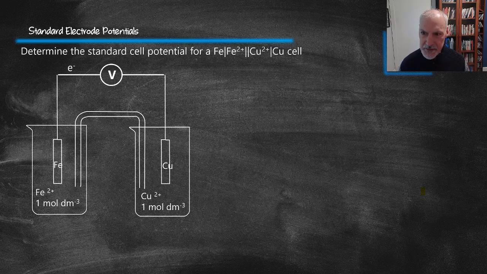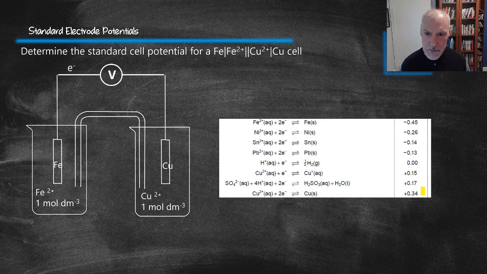I would like to determine the standard electric potential for this cell. This is the standard cell notation we use to communicate what's in a cell. So iron with an iron solution, salt bridge, copper, and a copper solution. And here is the somewhat expanded table of values from your IB data booklet. Let's begin by identifying the two electrodes that are present on the table.